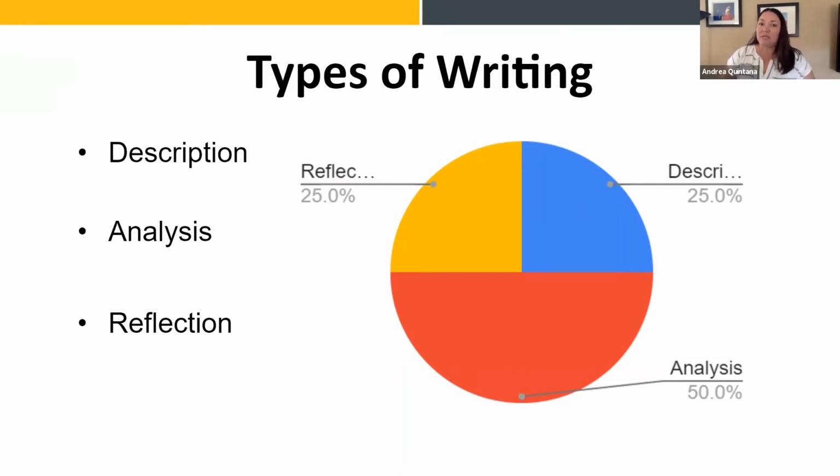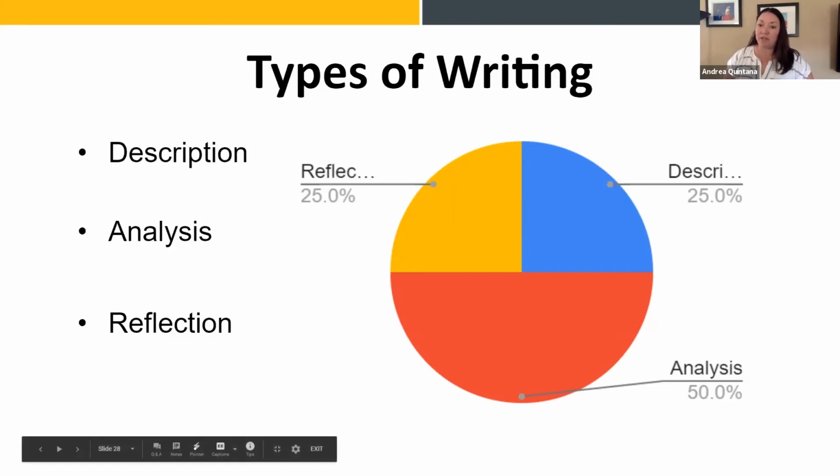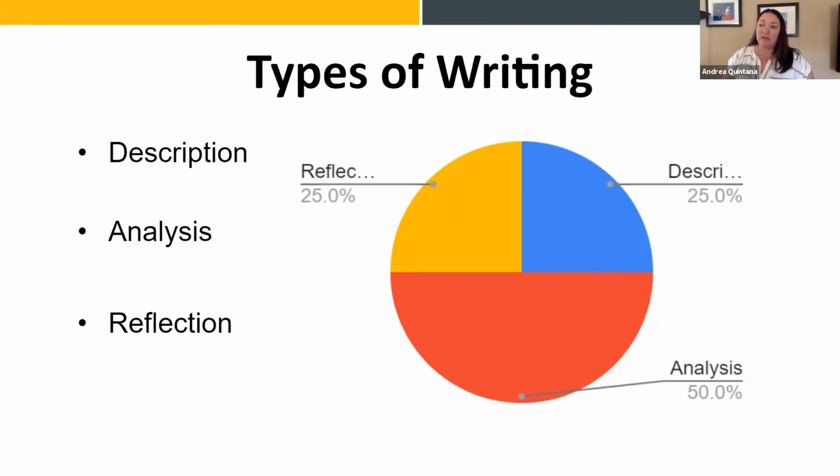I'm going to share some types of writing that can really help amplify some of those ideas that you see in your video and pull out some of those things that can make it more clear, more convincing, and finding all of that evidence that you can find. Those 3 types of writing are description, analysis, and reflection.